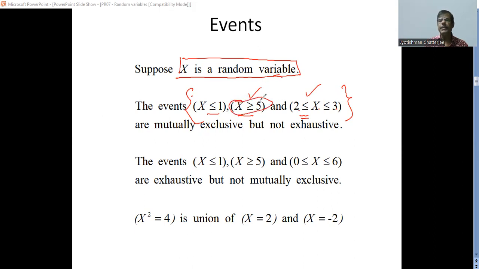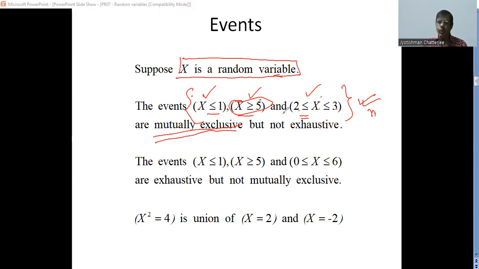That's why this is disjoint from this event. Similarly, this is disjoint from this one, and so on. All 3 events mentioned here are mutually exclusive of each other. That's why this collection of events is mutually exclusive. The question is, is this collection also exhaustive?